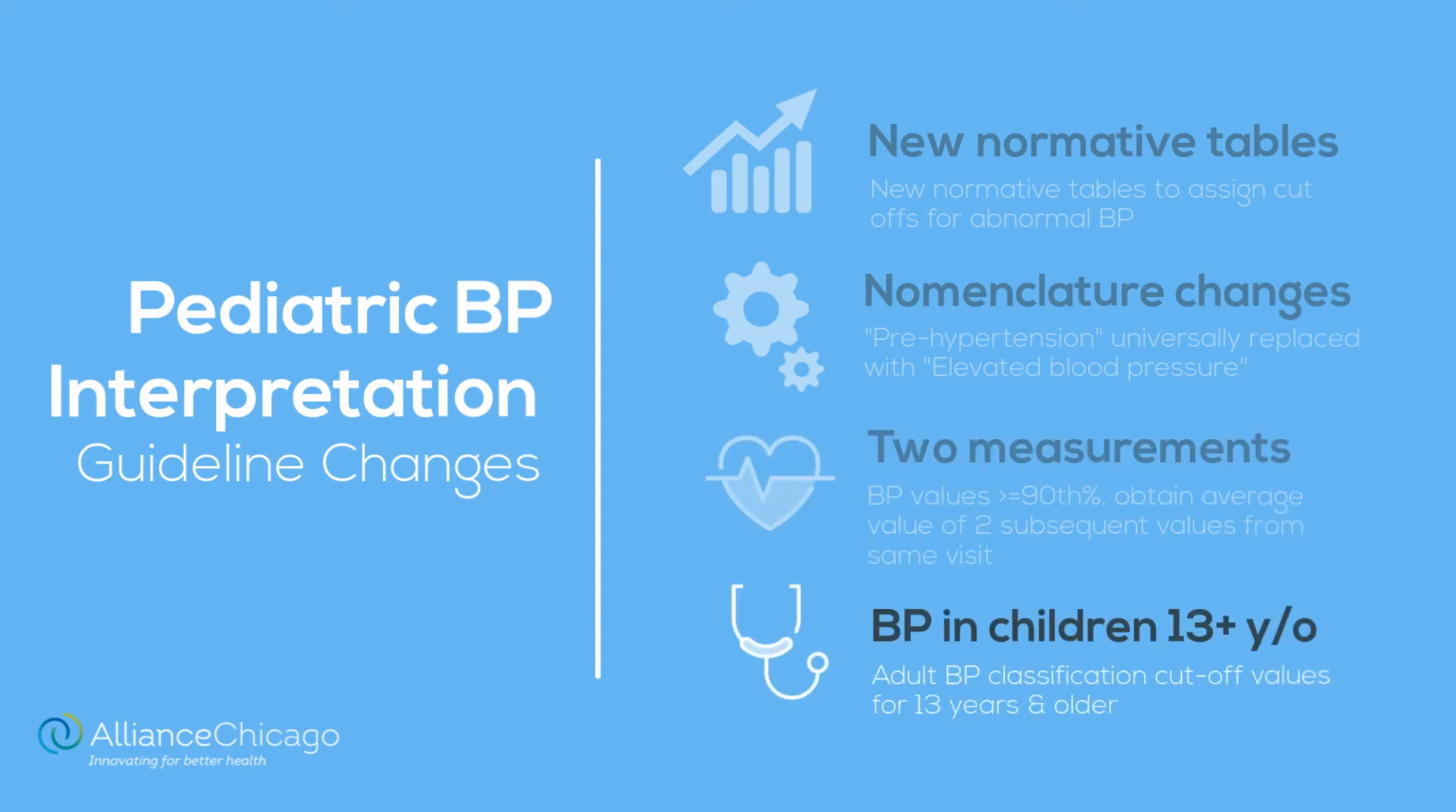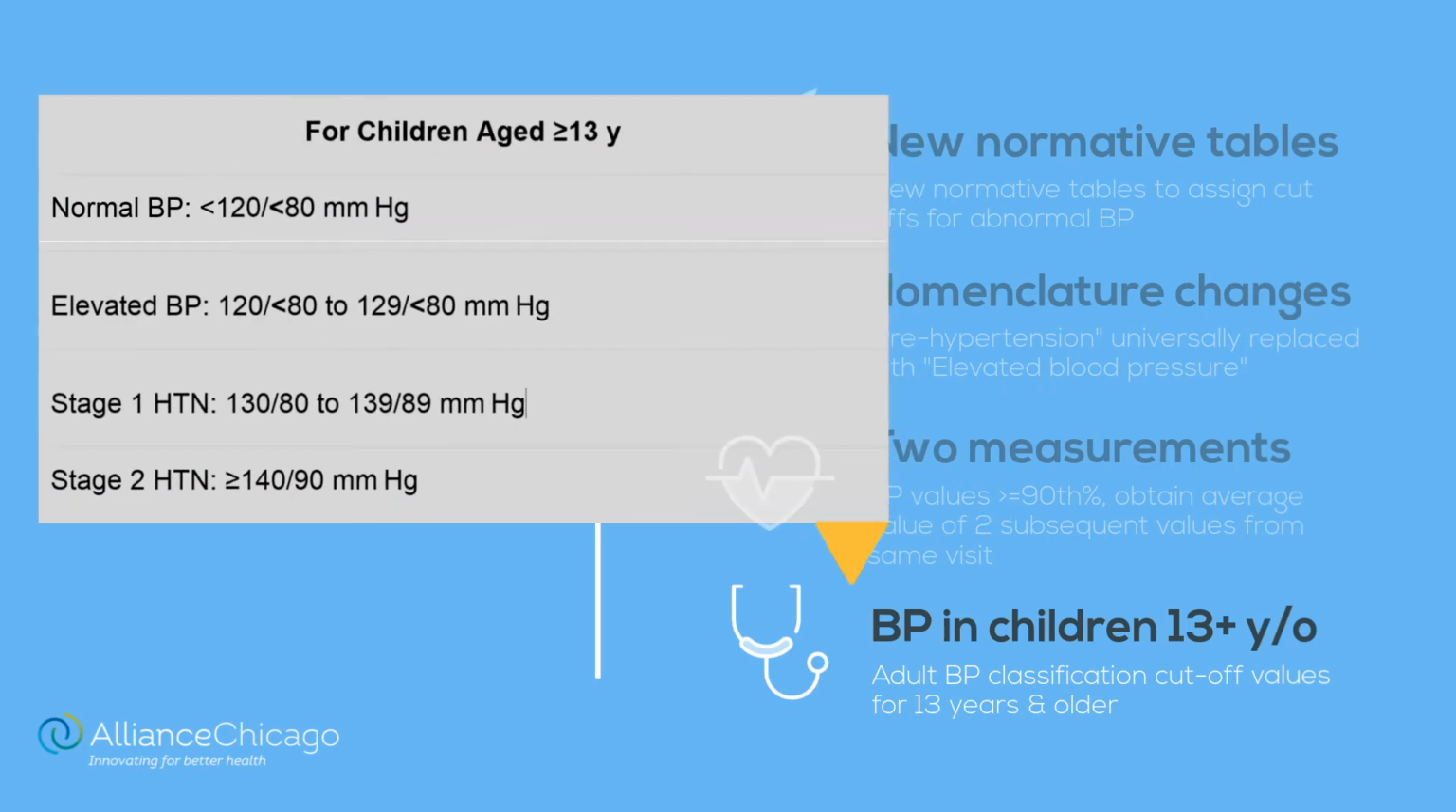Change number 4. For children who are 13 years of age or older, adult blood pressure cutoff values for classifications will apply based on the 2017 American Heart Association guidelines.